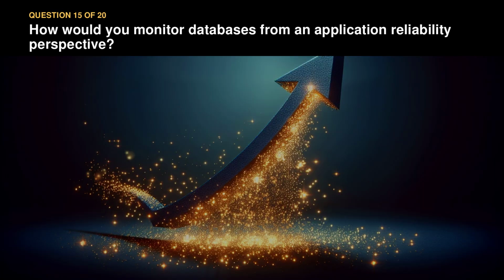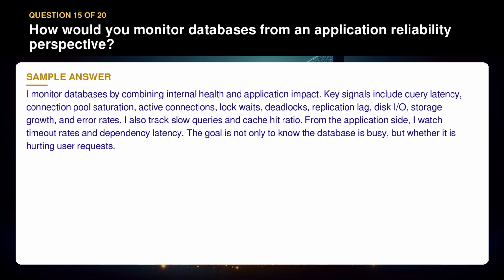Question 15. How would you monitor databases from an application reliability perspective? I monitor databases by combining internal health and application impact. Key signals include query latency, connection pool saturation, active connections, lock waits, deadlocks, replication lag, disk I/O, storage growth, and error rates. I also track slow queries and cache hit ratio.